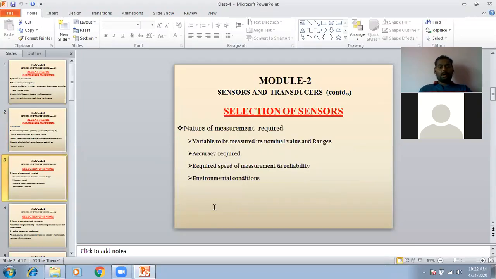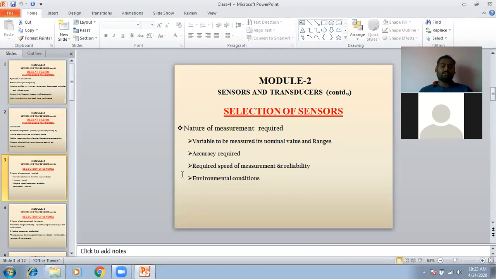And how do we select the sensors? This is very important. We know about control systems and what the components of a control system are. Before the control system, we need to have the sensors, because the sensors sense the physical quantity, and this quantity is given as an input to the next system. So on what basis we select the sensors is very important.